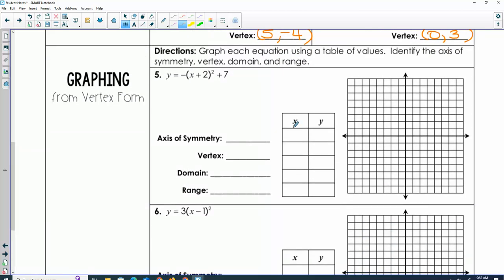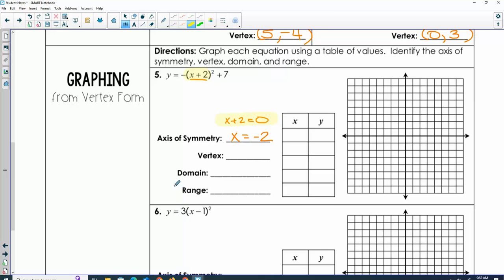So if I look at number 5, axis of symmetry is the inside. If you set x plus 2 equal to 0, you subtract your 2 over and you get x equals negative 2. So the axis of symmetry is just always the inside equal to 0, and solve it.